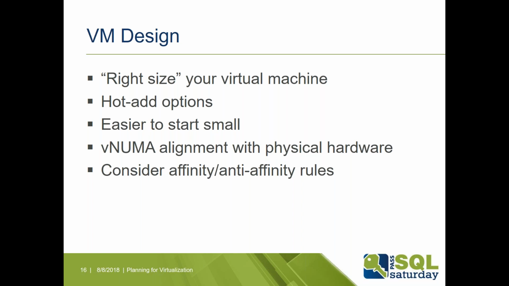If you're using availability groups or failover clustering, you can use what's called anti-affinity rules. So basically, you take the two VMs and you tell them not to run on the same host, which makes a lot of sense because there's no point in having a synchronous availability group and having a single host be able to take down both nodes. So you have them run on different hosts.